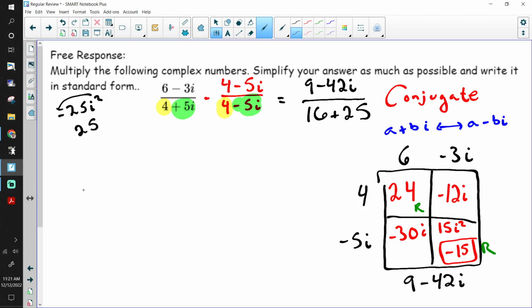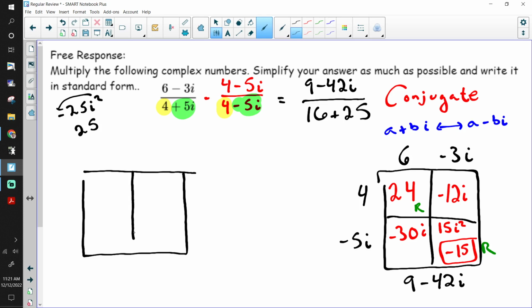I'll show you that with the box. Now you can do the full box method. But remember, it is not mandatory. You do get to take the shortcut. My screen's getting a little laggy. 4 and 5i. And then we have 4 and negative 5i. 4 times 4 gives me the 16. And like we saw before, negative 5i and 5i will be 25.